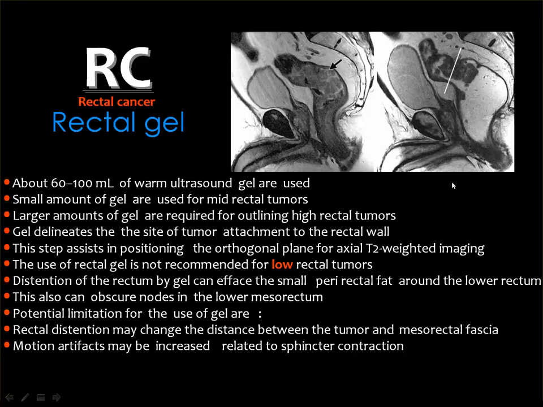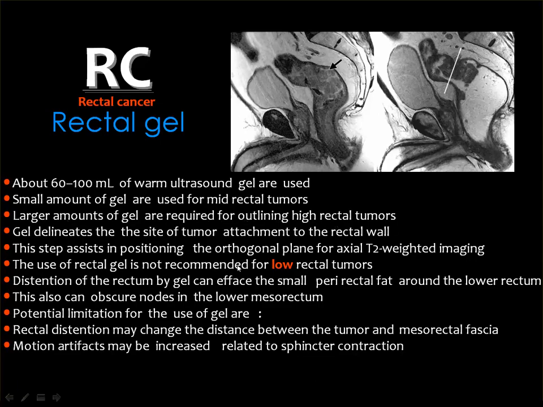Regarding the rectal gel, the literature prefers to use this for mid and high rectal tumors, not for low rectal tumors. I will explain the causes. You need about 60 to 100 milliliters of warm ultrasound gel. The volume of the gel is proportional to the site of the tumor. In mid-rectal tumors, we use a small amount. In high rectal tumors, we use a larger amount.